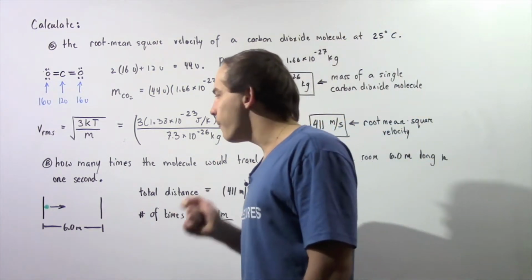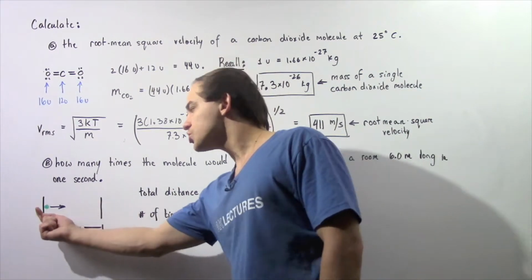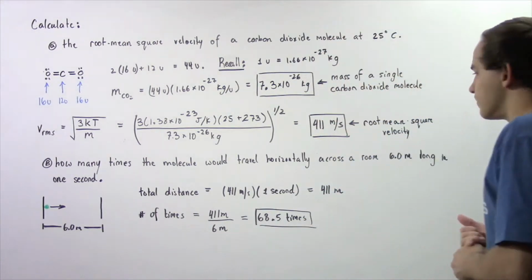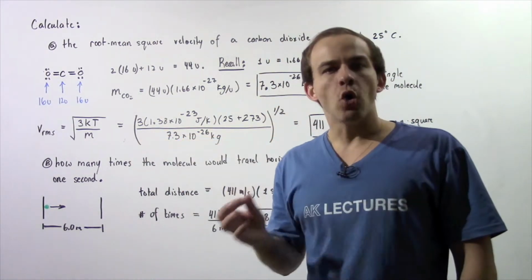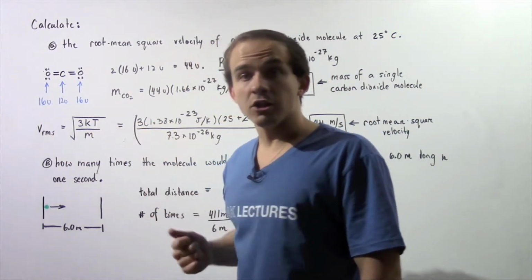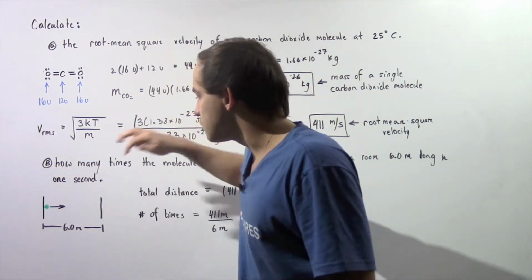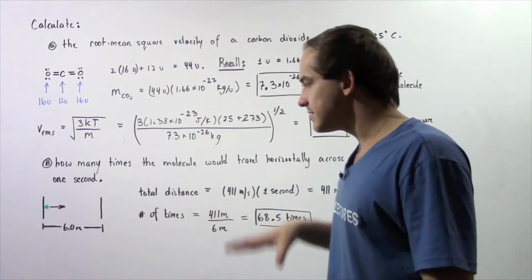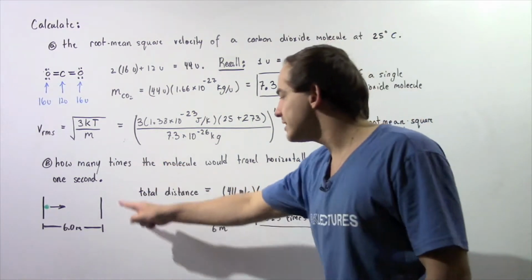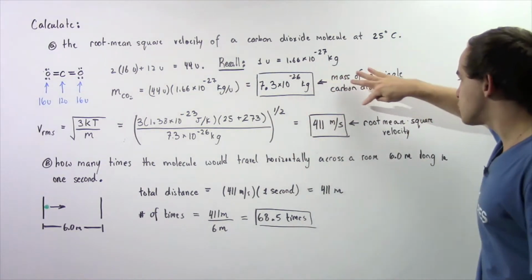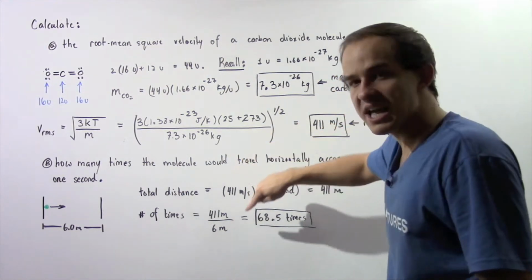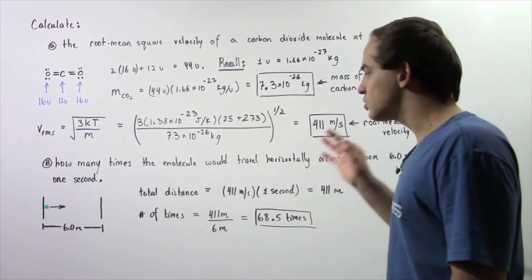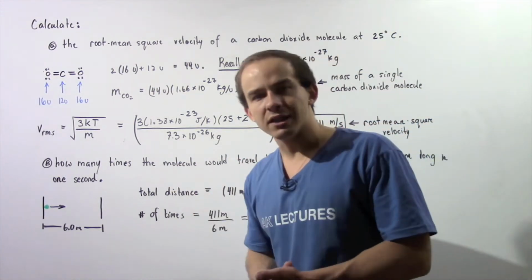We want to determine how many times our molecule goes across the room when the room is 6 meters long every single second. So first we want to find the total distance our molecule travels horizontally. It travels across, bounces off, travels back, and continues doing so every single second. So in 1 second, the total distance traveled is the root mean square velocity, 411 meters per second, multiplied by 1 second, which gives us 411 meters as the total distance traveled by our molecule.